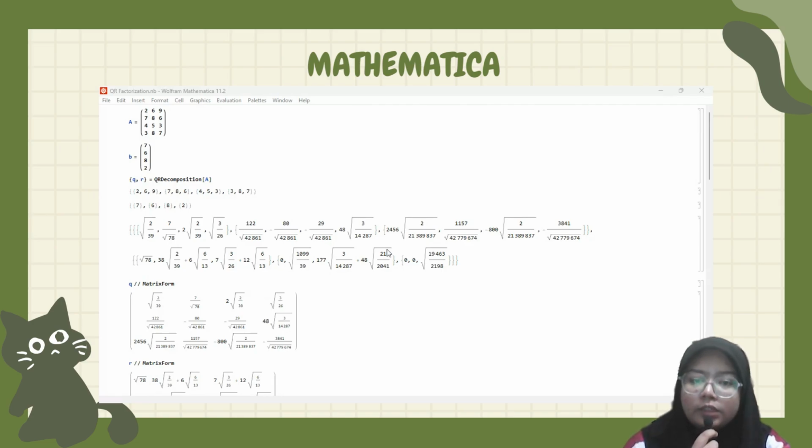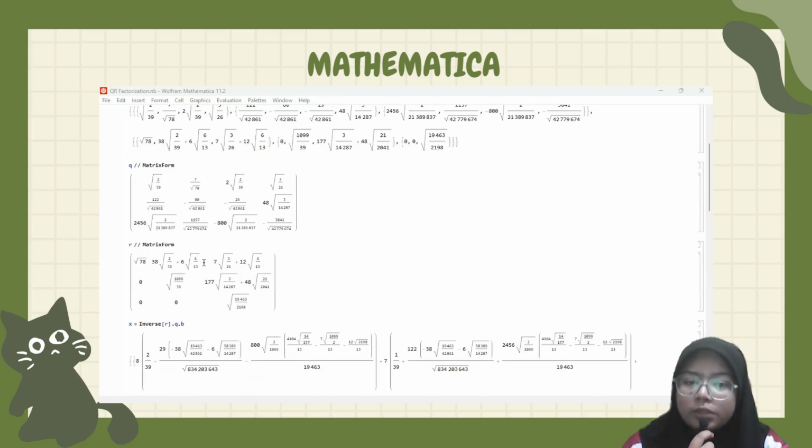Next, we apply the QR decomposition command. This decomposes matrix A into two matrices, Q, an orthogonal matrix, and R, an upper triangular matrix. This factorization allows us to solve the system efficiently without directly inverting matrix A. We then use matrix form to display matrices Q and R clearly. Matrix Q has orthonormal columns while R is an upper triangular matrix, which simplifies computations.